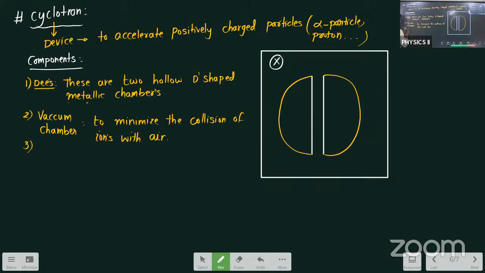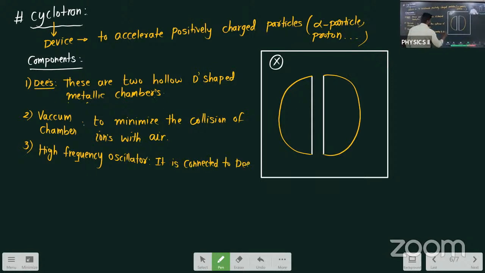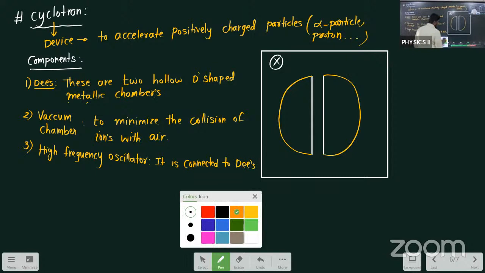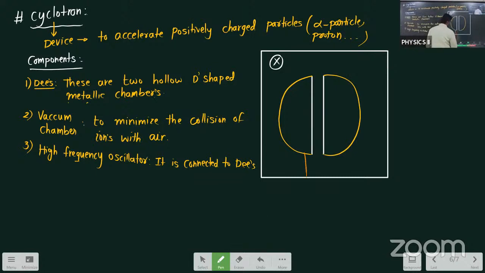Third component is high frequency oscillator. Why will we be using a high frequency oscillator? Let us understand. It is connected to Ds. So here we are connecting one high frequency oscillator, something like this. This is our high frequency oscillator.